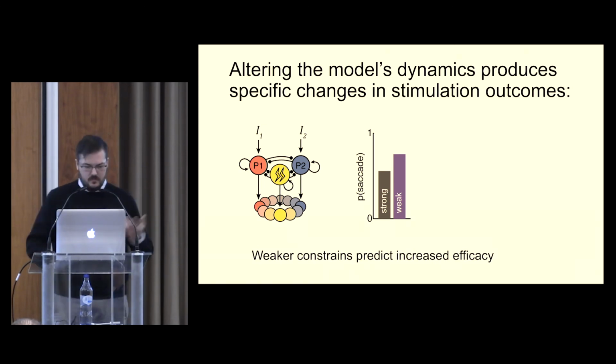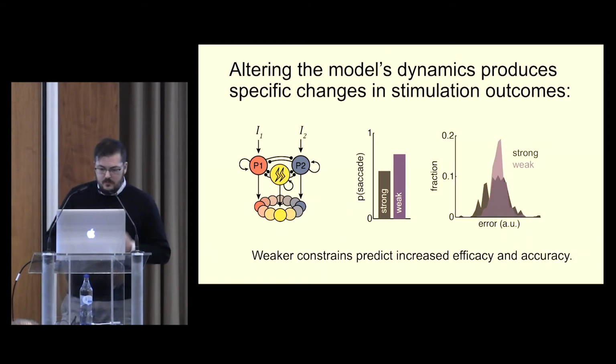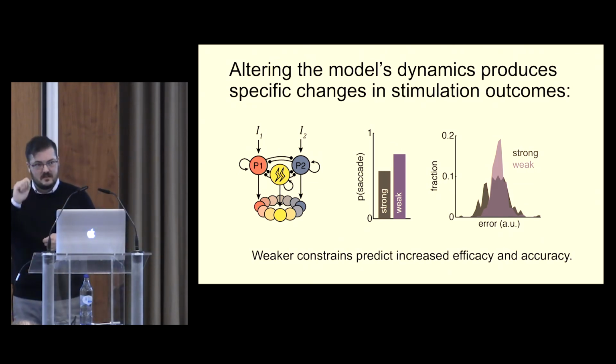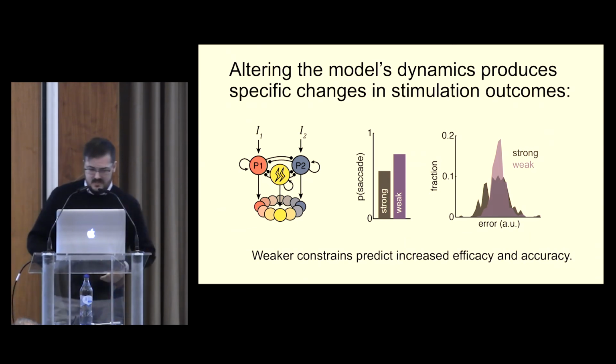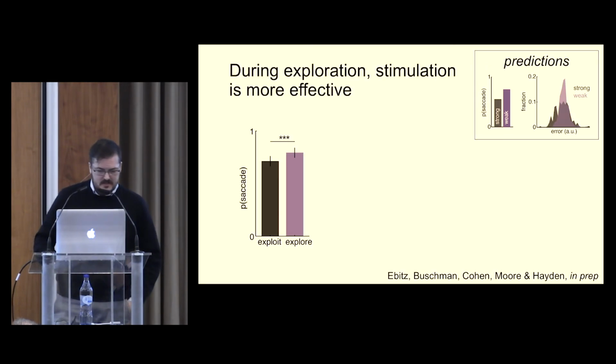We would have expected this a priori. But the precision of that saccade is also increased. So if the network isn't taking that current that we've injected into it and routing it into some unexpected outcome, we're getting more precise saccades every time we stimulate. So those are our predictions, and again, that's what we see in the data.